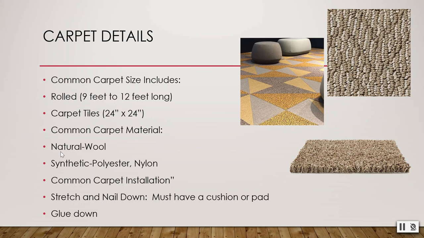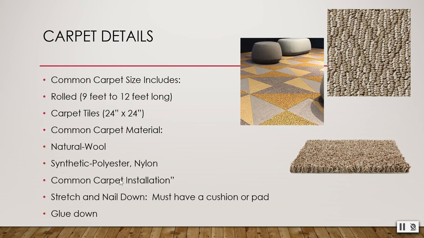Now, carpet comes in different types of fabric or materials. We have natural wool, which is something we used to use a lot in casinos, synthetic, polyester, and nylon. And those are the most common today that we see. And we're seeing a lot of green carpets with recyclable materials. So mainly right now in your residential, you'll use a lot of synthetic carpets. They clean really great too. And wool is extremely expensive.